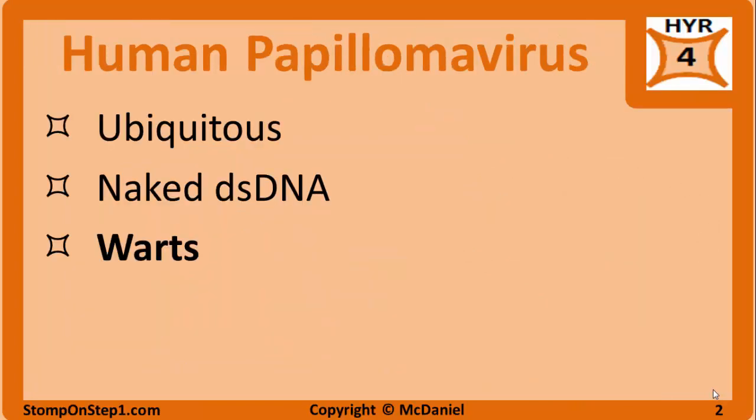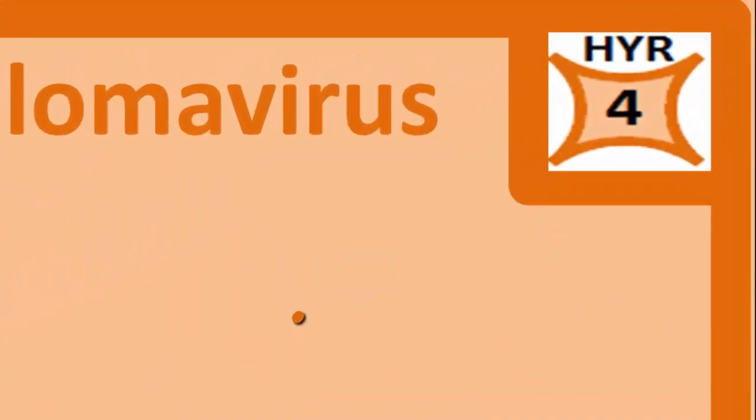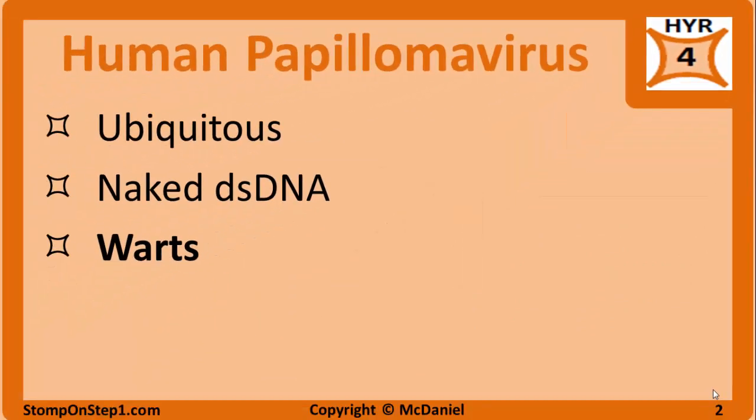We will start with HPV, which I gave a high yield rating of 4 on a scale from 0 to 10. It is a very common virus that is transmitted through direct contact. It is a non-enveloped, naked, double-stranded DNA virus that lives in the keratinocytes of the skin and the mucous membranes. These infections are most often asymptomatic.